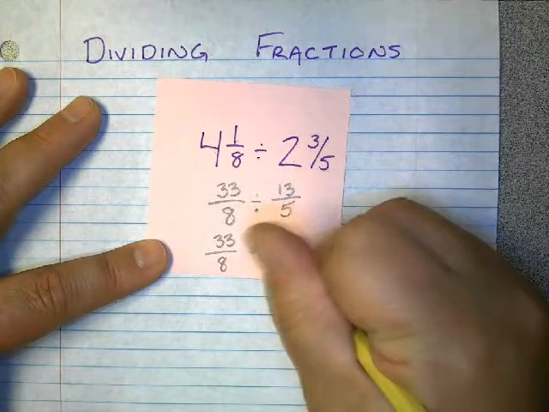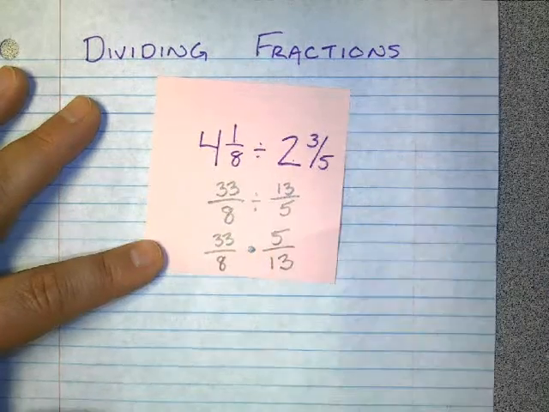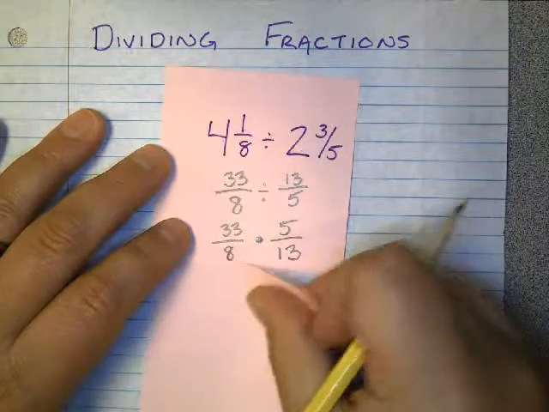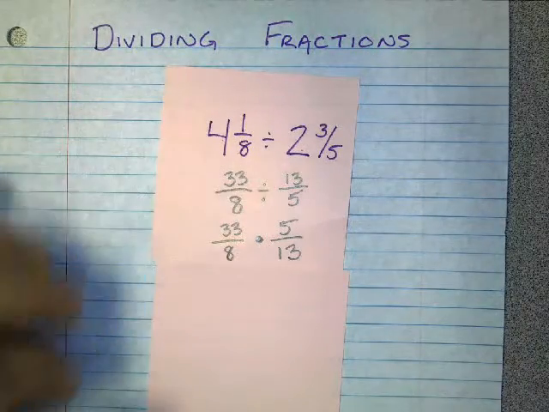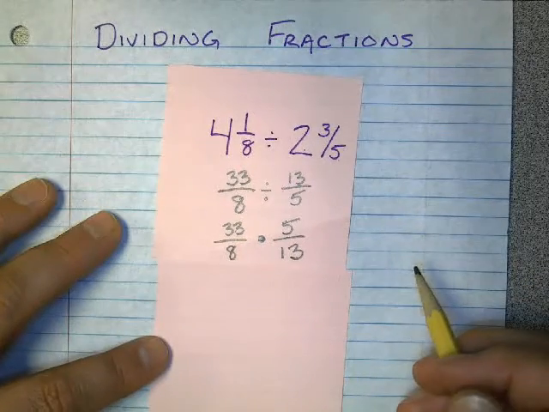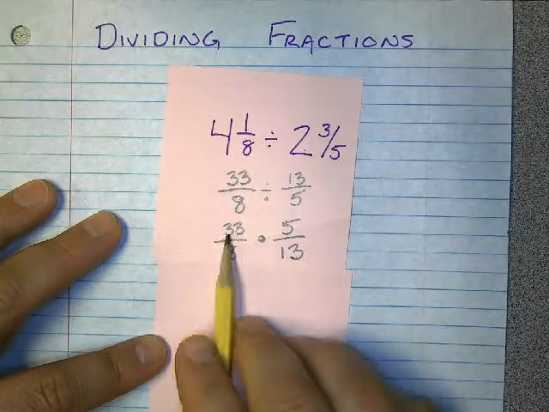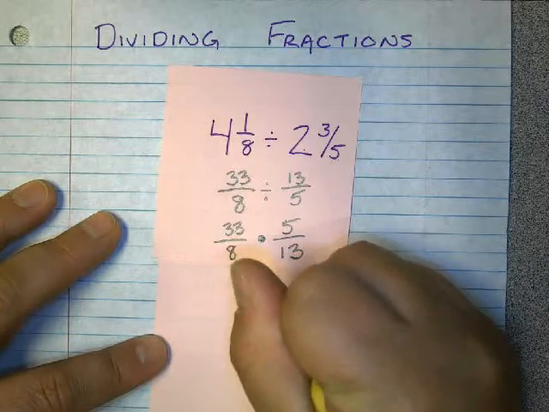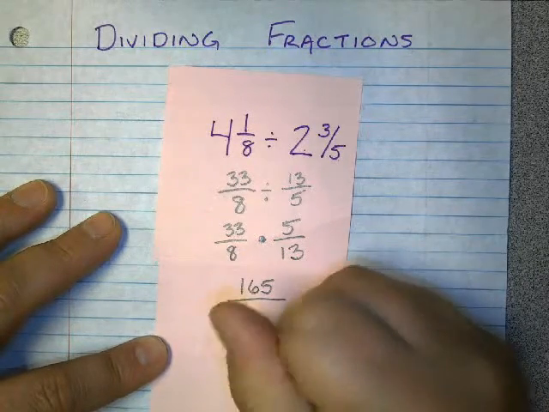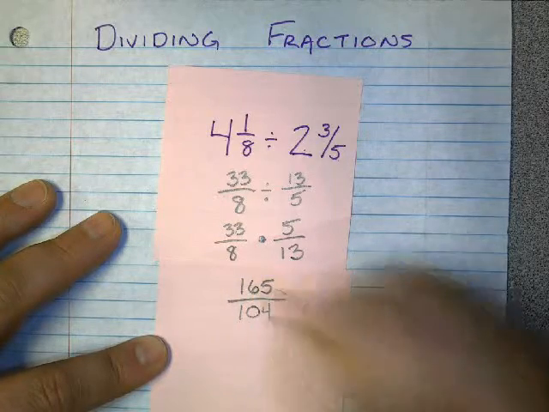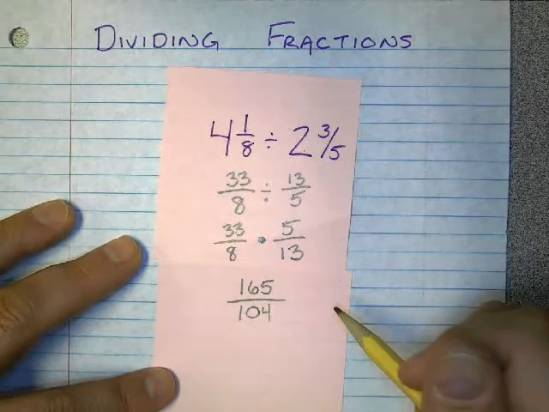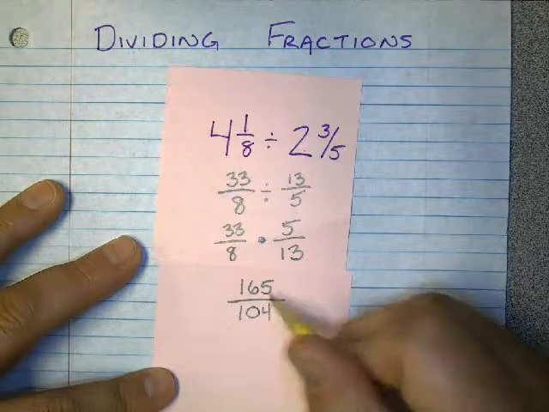Now, same thing. Keep the first one. Division becomes multiplication. Flip that. 5 over 13. Well, looks like I probably should have chosen some nicer numbers here because this is not going to divide nicely, or there's nothing I can simplify, but that's alright. Not all numbers are nice. So 5 times 33 gives me 165, I believe. 8 times 13 is 104.